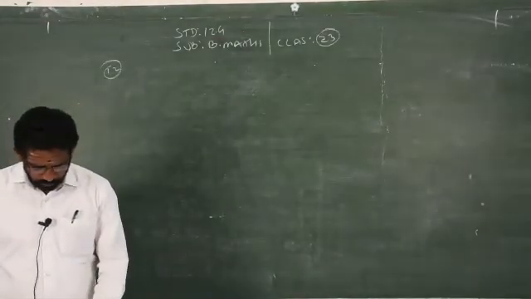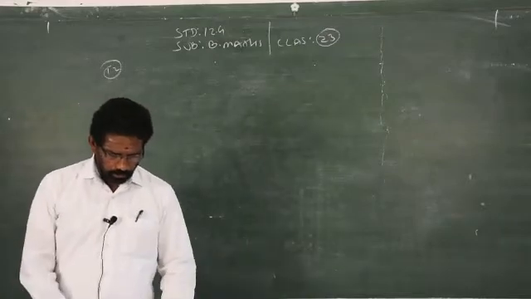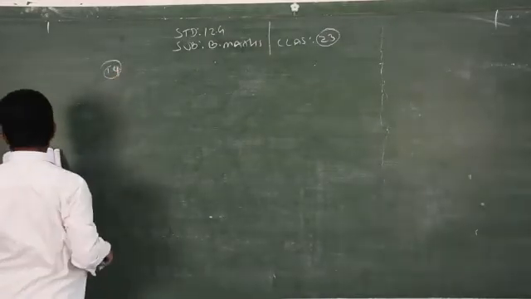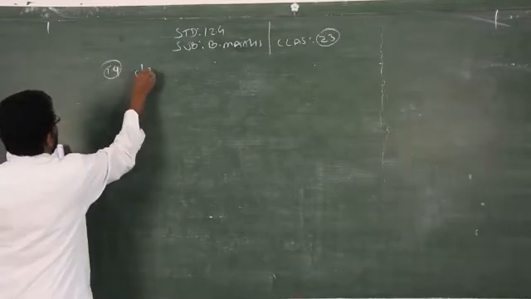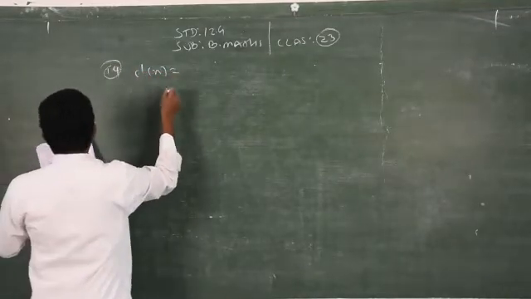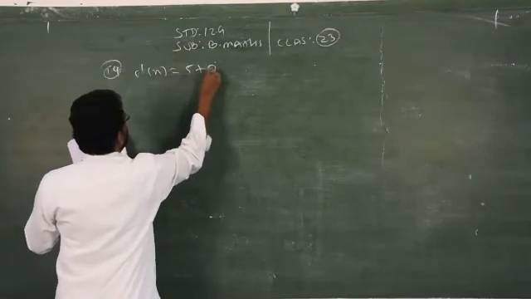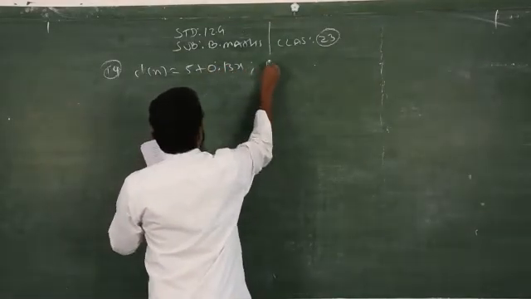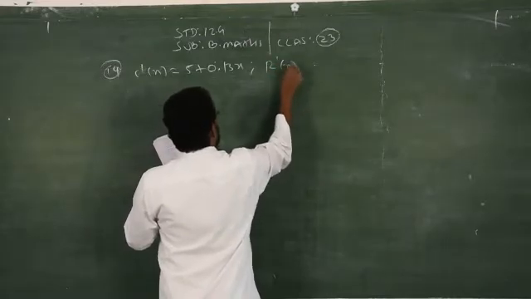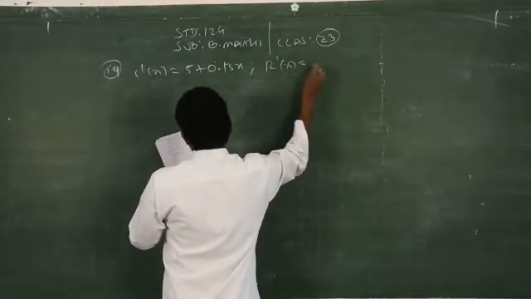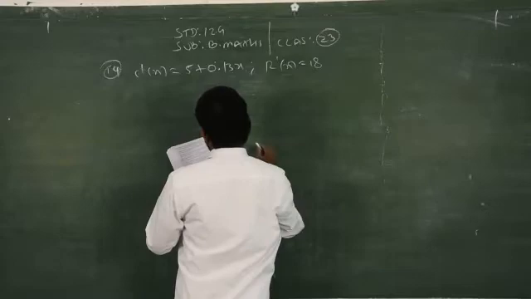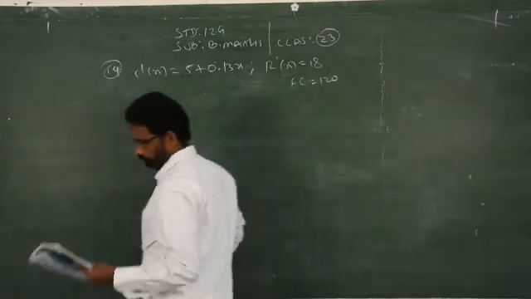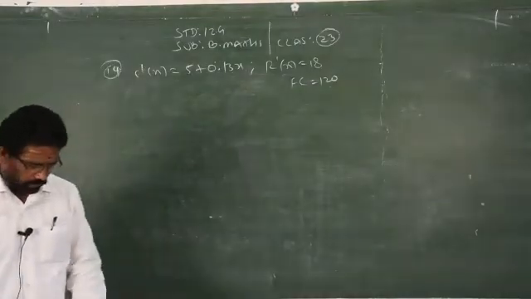Now sum number 13 I told you already, that will be taken as homework. Now we will go to sum number 14. C dash of x, that is MC, is given as 5 plus 0.13x. Then R dash x, that is marginal revenue. C dash means marginal cost, R dash is marginal revenue. Fixed cost is given as 120. You are asked to find the profit function.